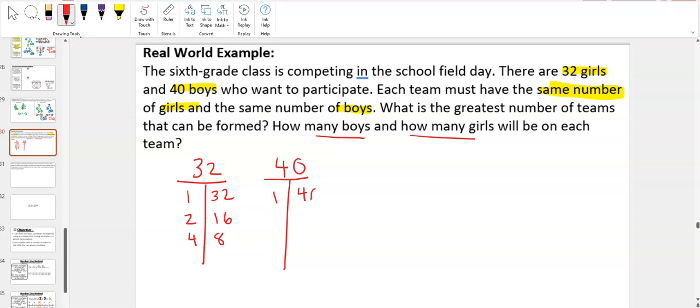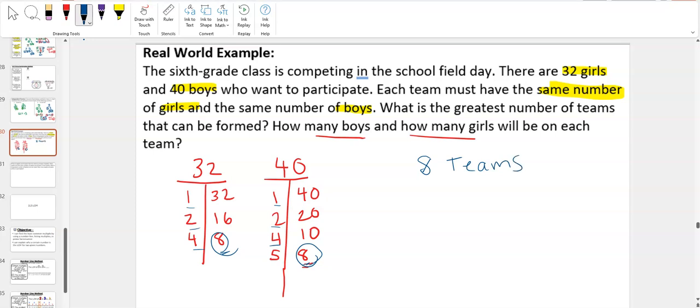And then for 40, 1 times 40, 2 times 20, 3, no, 4 times 10, 5 times 8, 6, no, 7, no, 8. Oh, I'm back at 8. Okay, so that's what we have right here, and I'm looking for the largest one that they have in common. So we've got 1s and 2s and 4s, and then don't forget about these 8s. So 8 is going to be my GCF. So we are going to have 8 teams for this field day.